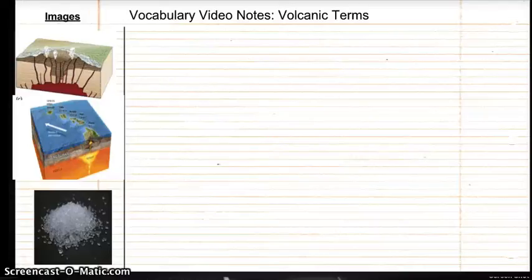Hello students, today you're going to take vocabulary video notes on some volcano terms as we continue learning about volcanoes. These are the ones where you create an original sentence and then you draw the picture. Okay, let's begin. Number one.